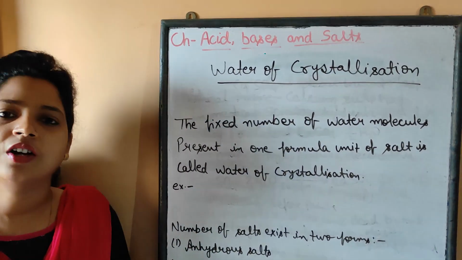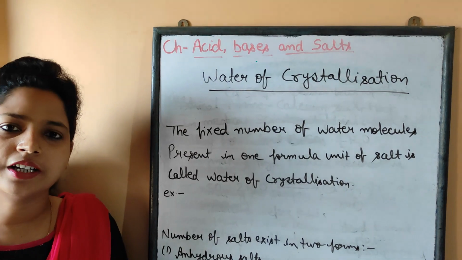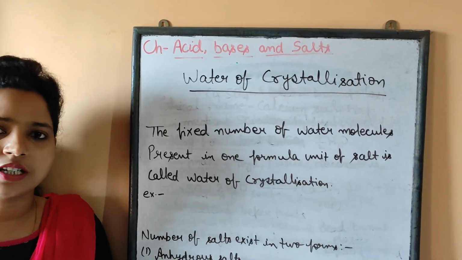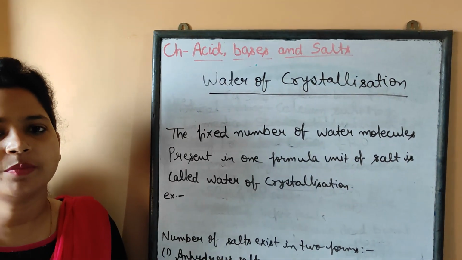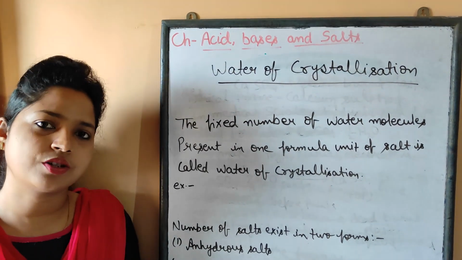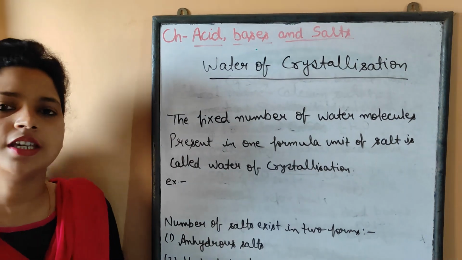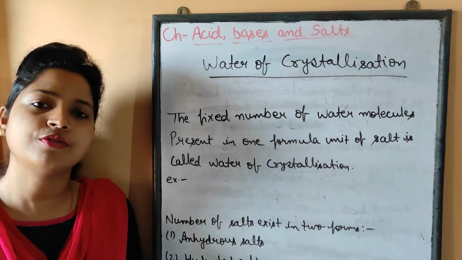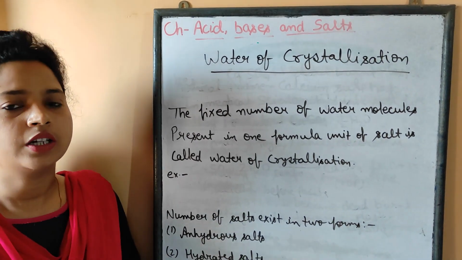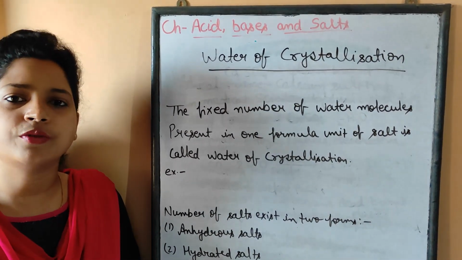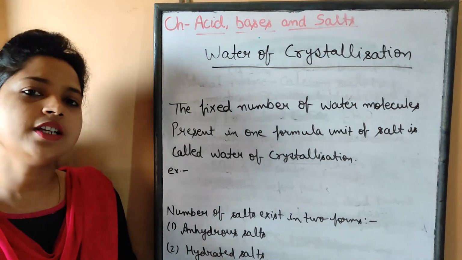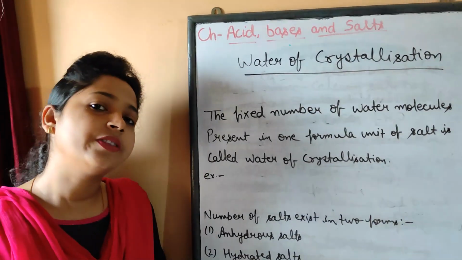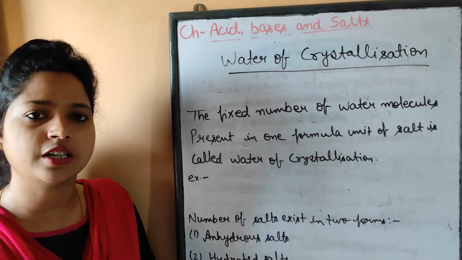Now let's have a look at the last topic of this chapter, that is water of crystallization. Now what is this water of crystallization? If we look at the previous compounds, plaster of Paris has the formula CaSO4 dot half H2O, gypsum CaSO4 dot 2H2O, copper sulfate CuSO4 dot 5H2O. So what is this dot half H2O, dot 2H2O, dot 5H2O? This is actually the water of crystallization.